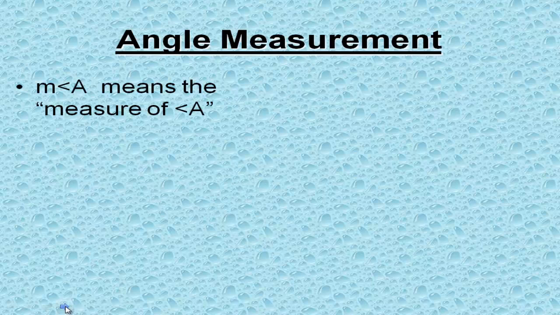Okay, angle measurements. How do we measure the angle? Whenever we're talking about the measure of the angle, we use this symbol, M, which stands for measure, angle A. And that means the measure of angle A. That's the symbol we use anytime we talk about the measure of the angle, which is a number. Whenever we're talking about the object, the angle, we do not use the letter M in front. We just use angle and the name of the angle like we did in the previous examples.